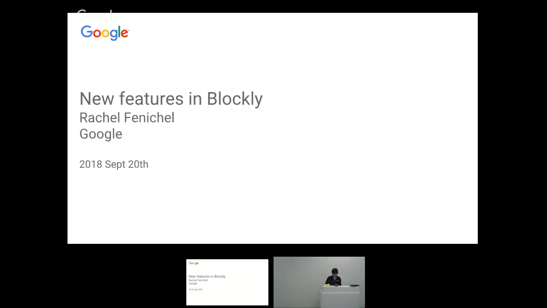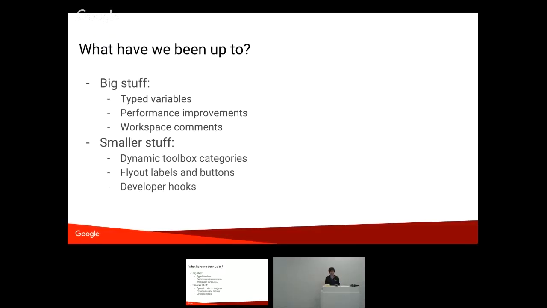All right, so let's get started. I'm going to cover some big stuff, and I'm going to cover some small stuff, okay? For the big stuff, we've got type variables, some pretty major performance improvements, and workspace comments. And then for the smaller stuff, we've got things like more configurable toolboxes, flyout layout labels, flyout buttons, and a whole bunch of developer hooks, as we were discussing before.